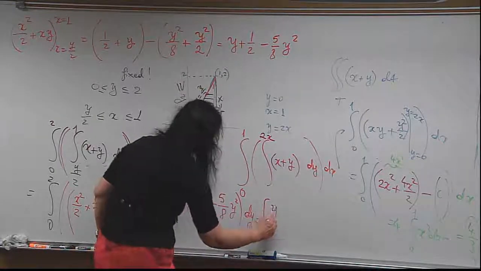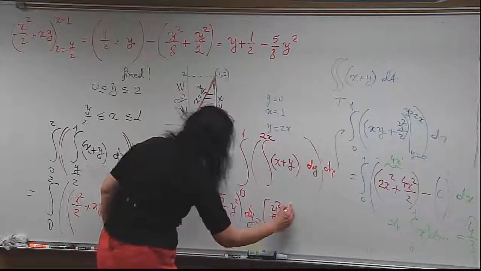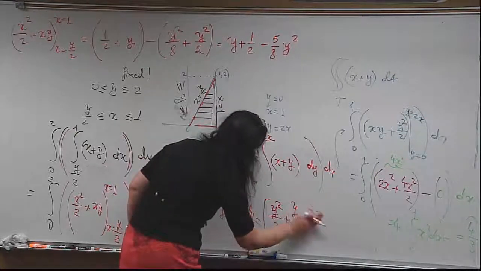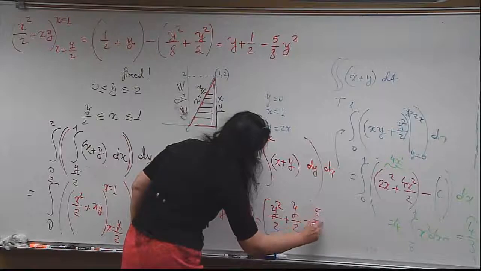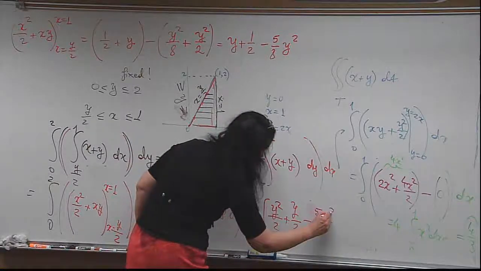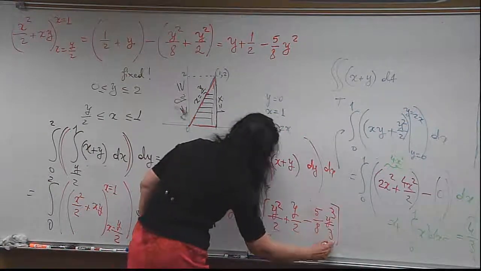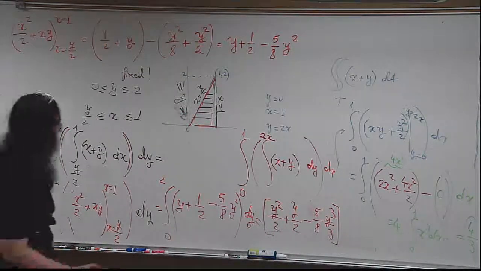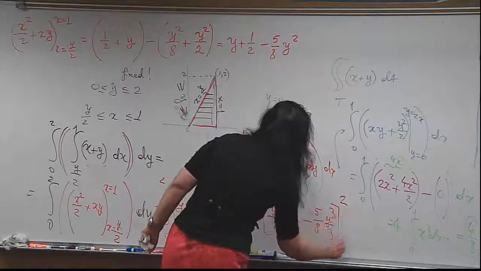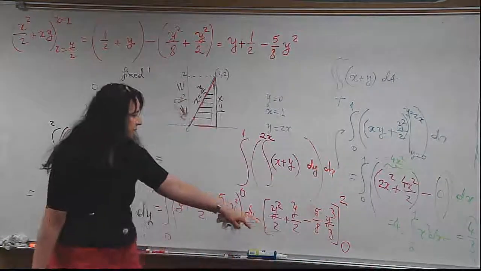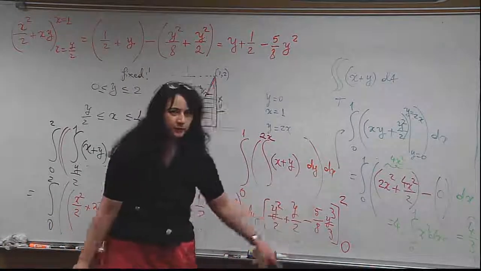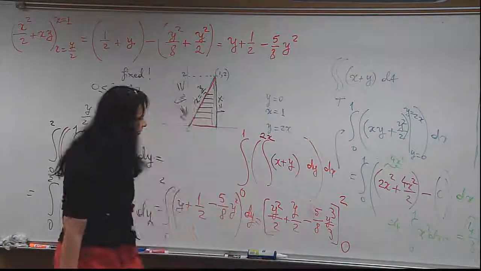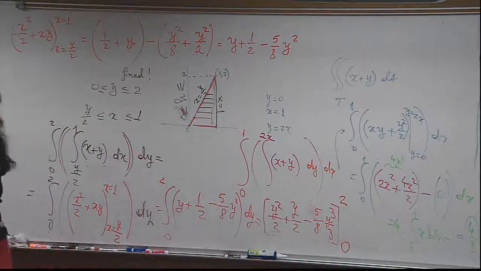y squared over 2 plus y over 2 minus 5 over 8 y cubed over 3, between 2 up and 0 down. When I have 0 down, I plug y equals 0. It's a piece of cake, it's a 0. So what matters is what I get when I plug in the value 2 instead of y.